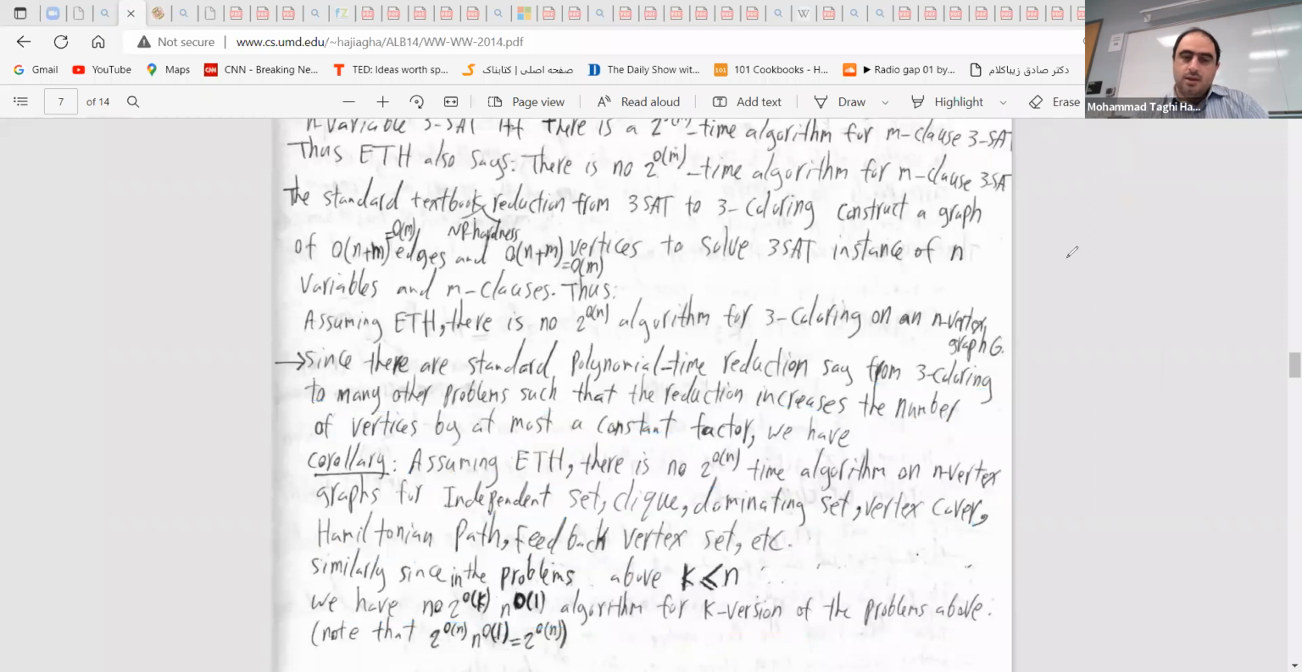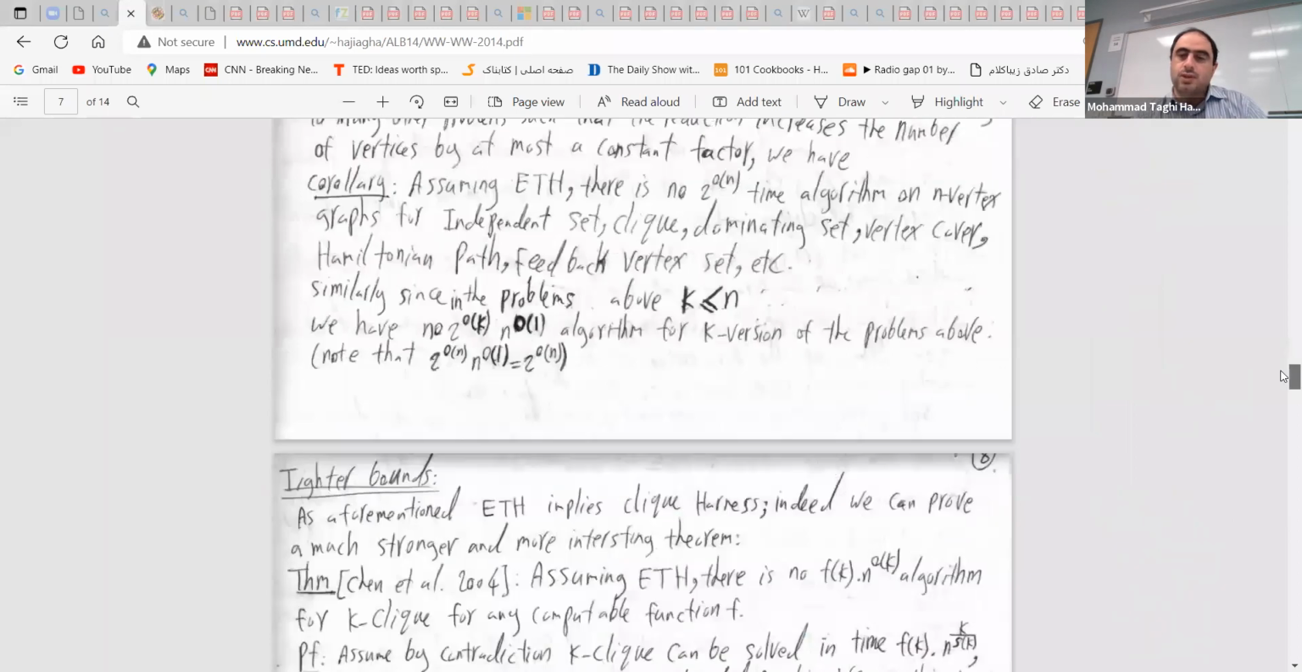Great. Now, what else can we get? So far we mentioned that, for example, for vertex cover or dominating set or others, we cannot get better than 2 to the k. Of course, for vertex cover, we can get 2 to the k times n to some constant. But for dominating set or independent set, we cannot get fixed parameter algorithms. So this is not strong enough for us.